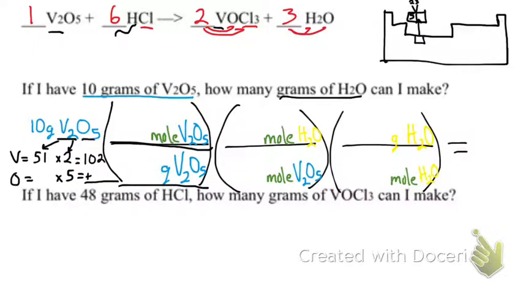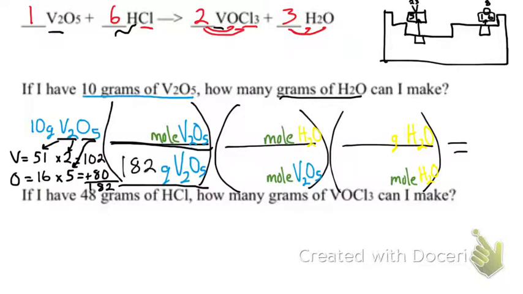Now I have to figure out how much the O's weigh. Well, oxygen is right there on the periodic table. Oxygen is element 8 and it weighs 16, so I'll put oxygen's weight there. But I have 5 oxygens, so 16 times 5 is 80. 102 plus 80 is 182. That's how many grams per mole V2O5 weighs.